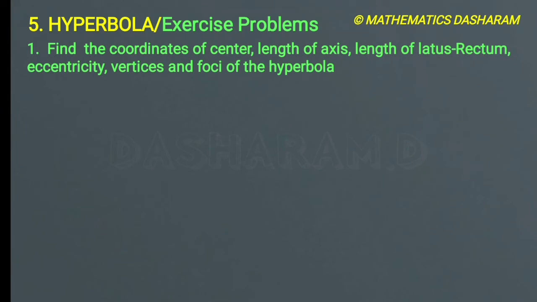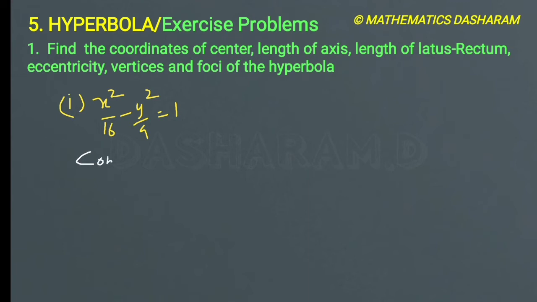Let's start the exercise problems. First, find the coordinates of the center, length of axes, length of latus rectum, eccentricity, vertices and foci of the hyperbola. So here 1, 2, 3, 4, 5, 6, total 6 answers we have to find out. The first question is x square divided by 16 minus y square divided by 9 equals 1.